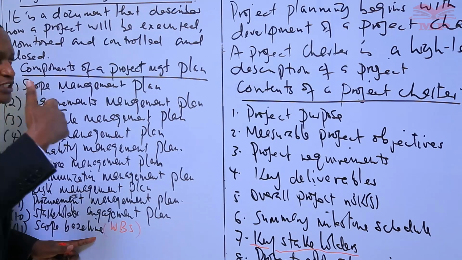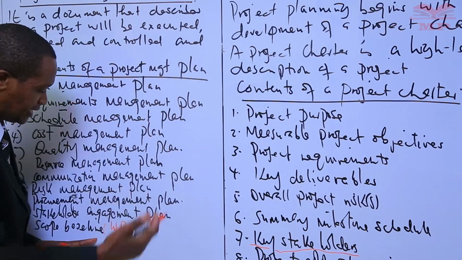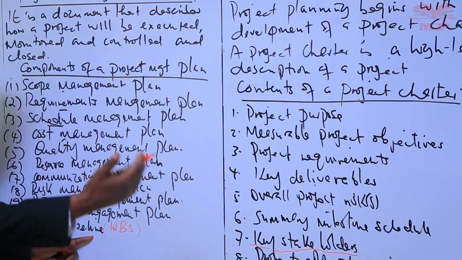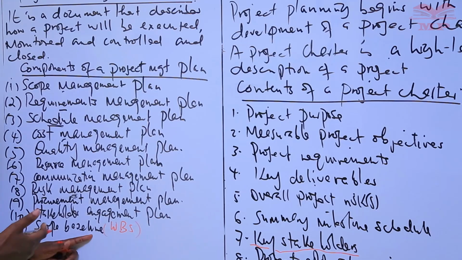Before the project is commenced, it's important to have a project management plan. Within that management plan, there ought to be a scope baseline. It is a scope statement. It is a work breakdown structure, okay? And it is used as a basis for comparison. So when the project is underway, the project manager can come back to the scope baseline structure and see if the project is on course based on the plan.